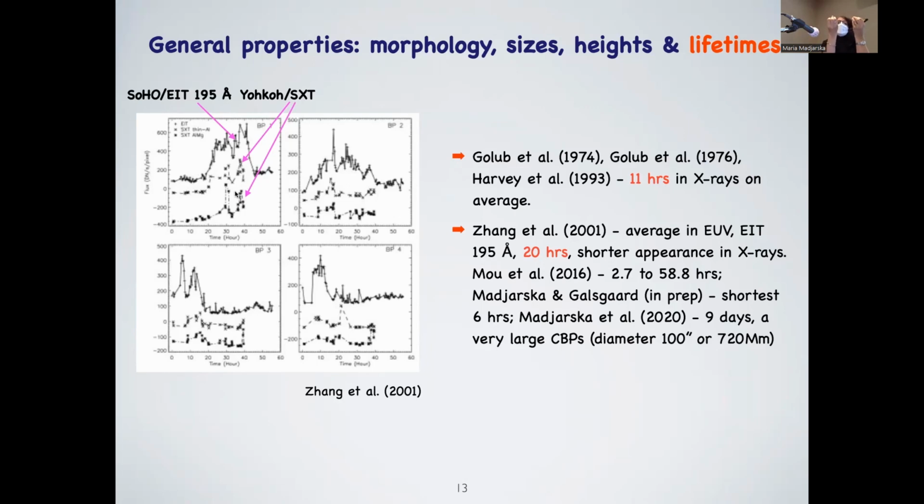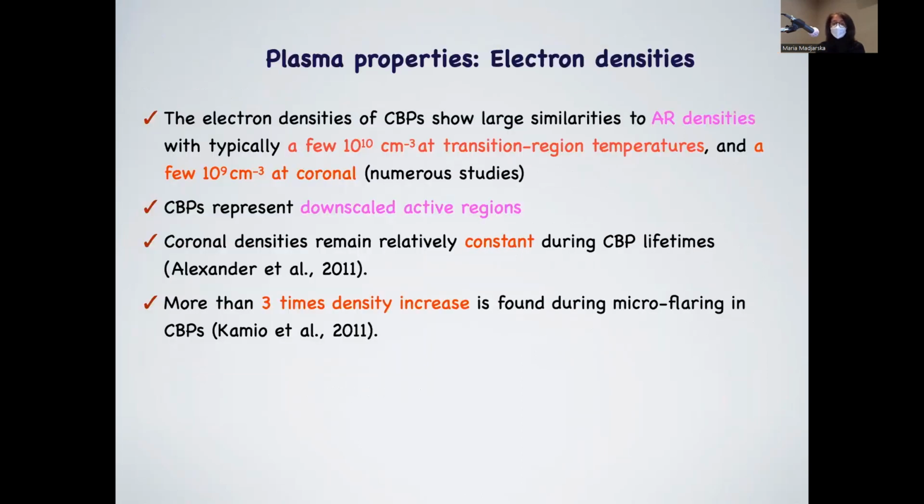So they appear in X-ray for a very short period of time, then disappear. But the loop system is still there; it is only not supported by strong magnetic field, and it is only seen in UV. In UV, the average lifetime is 20 hours, but we have seen loop systems that last up to 9 days. These are typically very large coronal bright points with a diameter of up to 720 megameters.